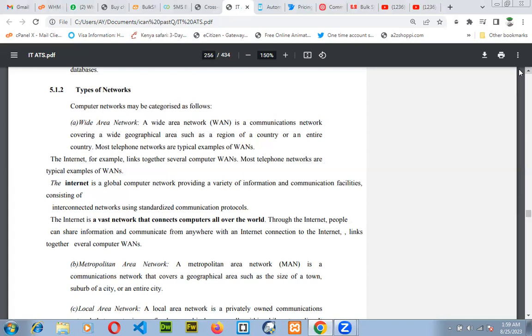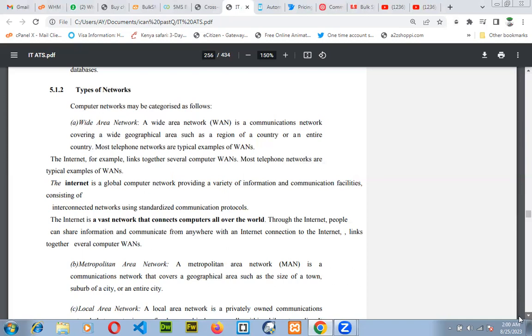The internet is a global computer network providing a variety of information and communication facilities consisting of interconnected networks using standardized communication protocol. The internet is a vast network that connects computers all over the world. Through the internet, people can share information and communicate from everywhere with an internet connection. The internet links together several computer wide area networks.